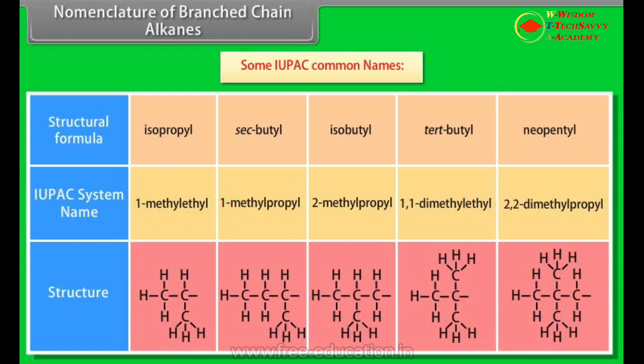Common name is tert-butyl, its IUPAC name is 1,1-dimethyl ethyl, and its structure is this. Common name is neopentyl, its IUPAC name is 2,2-dimethyl propyl, and its structure is this.